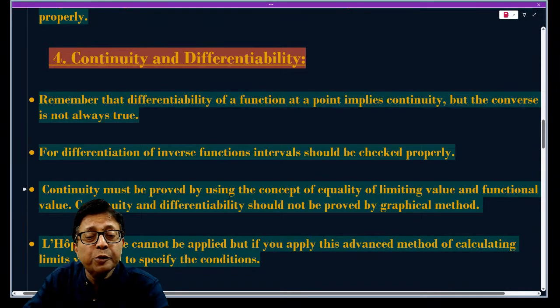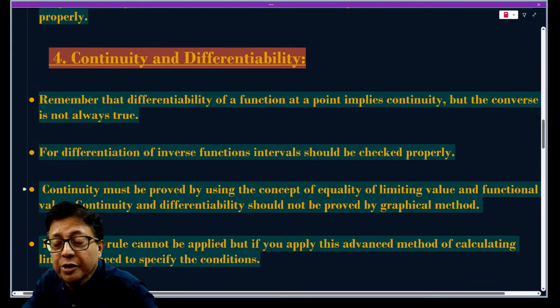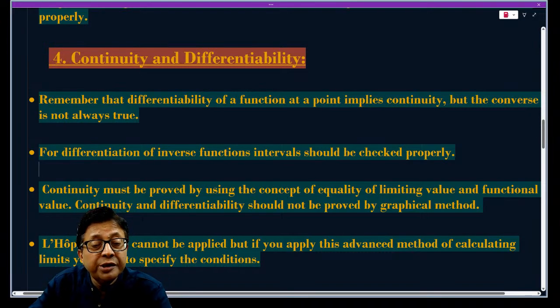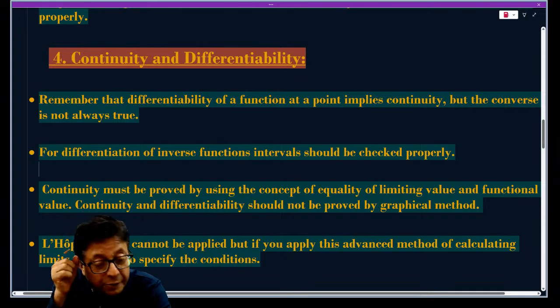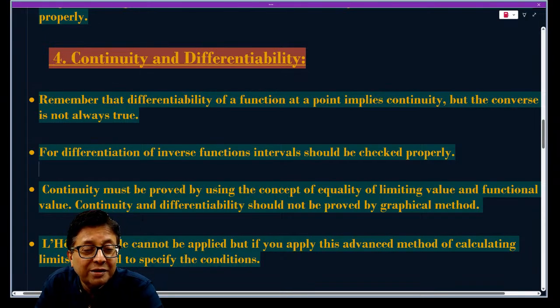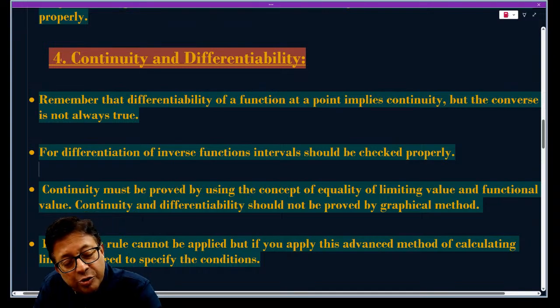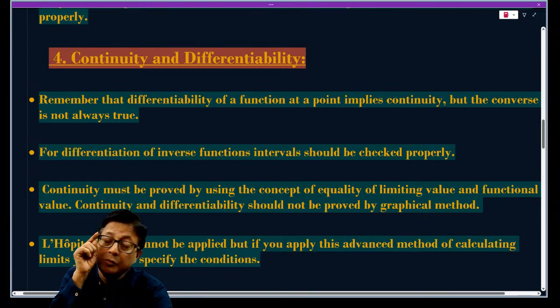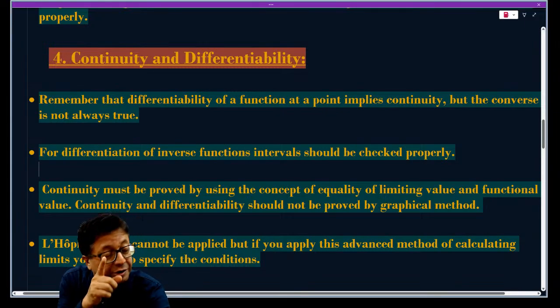Continuity must be proved by using the concept of equality of limiting value and functional value. Both continuity and differentiability should not be proved by the graphical method. If you do it by the graphical method, then this will only be your own satisfaction whether you have done it correctly or not. No one cares if you have shown a graph over there or not. Examiners will not give you any marks for that. If it is mentioned, go for graphical variation, then only go for it.